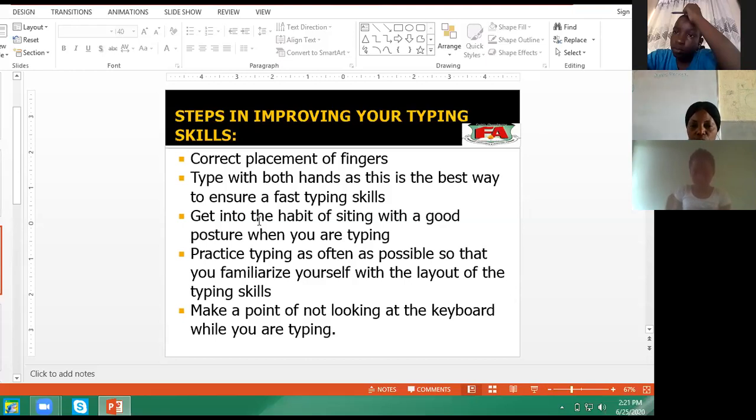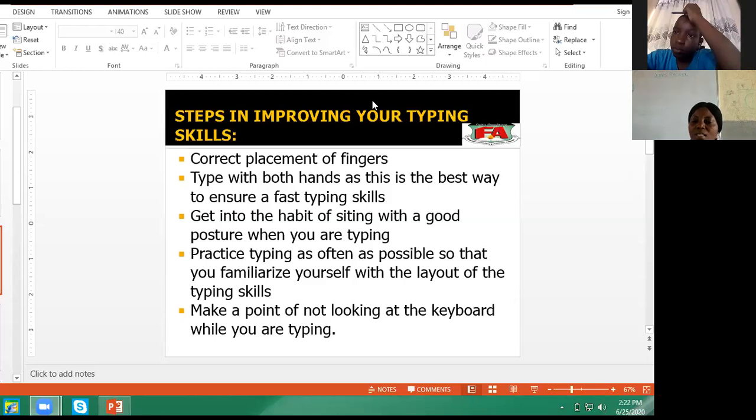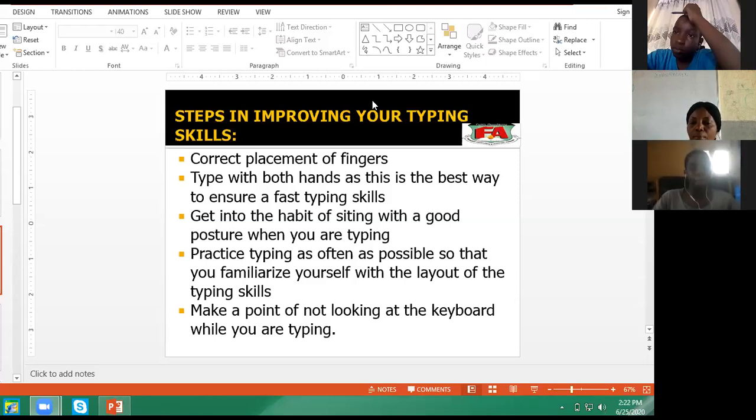Then number four, what are you supposed to do? Practice typing as often as possible so that you familiarize yourself with the layout of the keyboard. That is the most important thing. You practice it as often as possible. That's the only way. When you do things continuously or often, you get used to it and it becomes part of you. So that's what typing requires. You have to practice it often so that you get used to the skills.